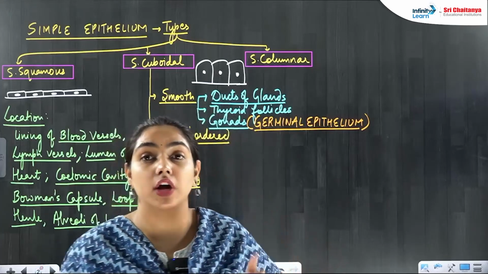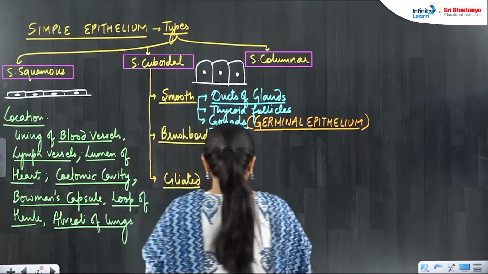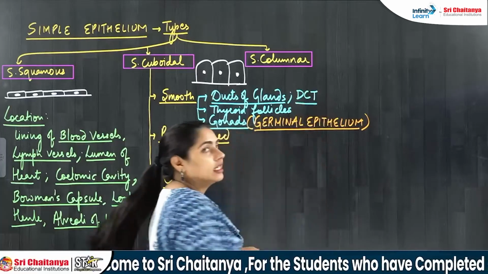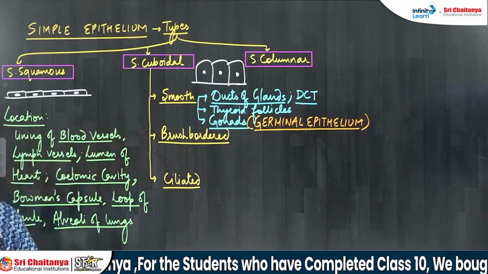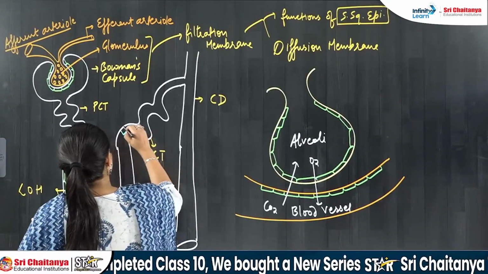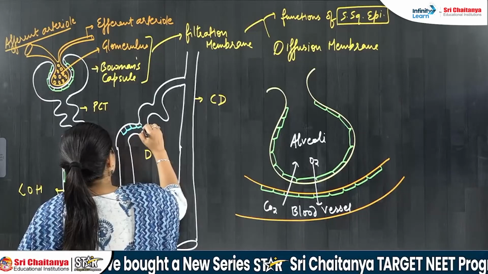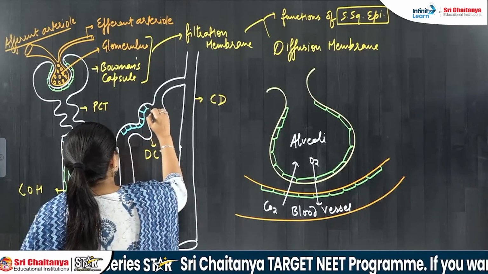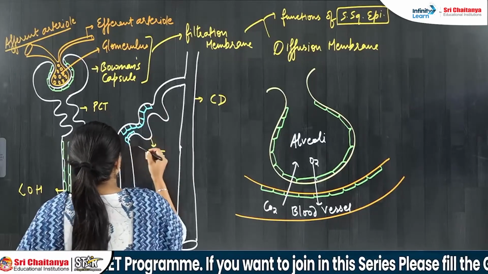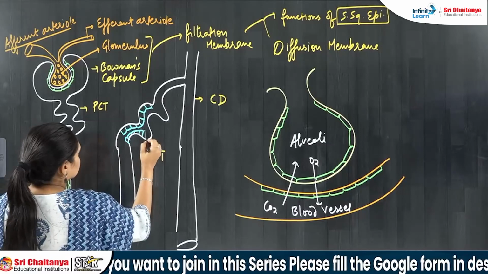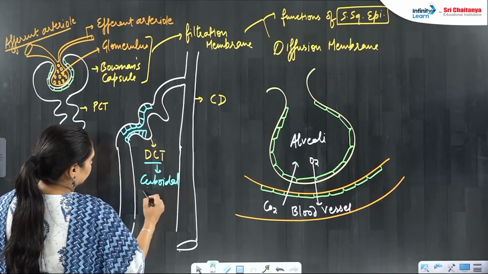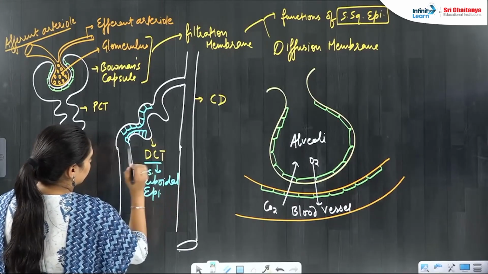I will show you in the nephron. The DCT. In the DCT, you remember DCT? Here I have shown you the DCT. So in the DCT also cuboidal epithelium is present. Which cuboidal? It is smooth cuboidal. Like this. These are the cuboidal cells. These are not squamous. These are the cuboidal cells. Simple cuboidal epithelium.